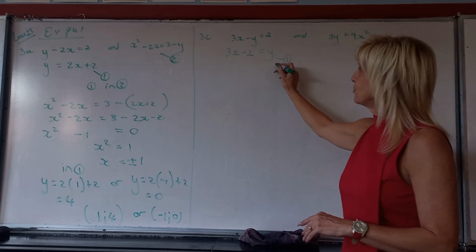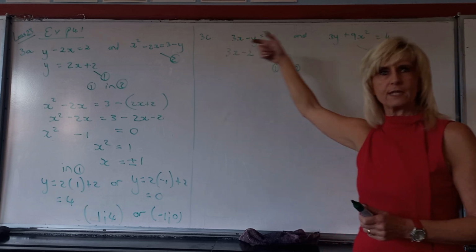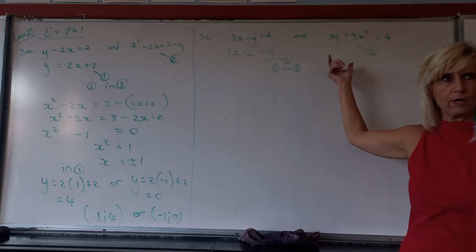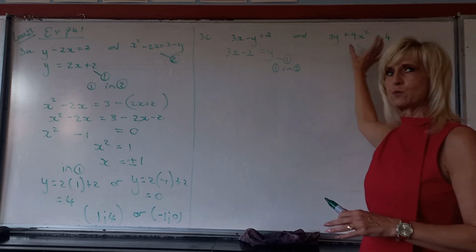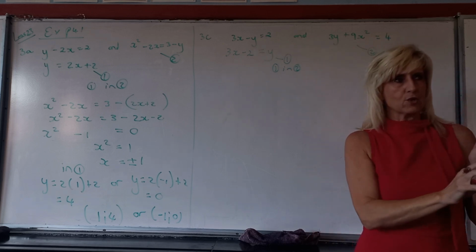I'm going to put 1 into 2. Does it have to be the linear one on the left and the more difficult quadratic-ish one on the right? No. Because I could put this one on the left and then that one on the right. You're still going to look for the linear one, get the x or y alone.